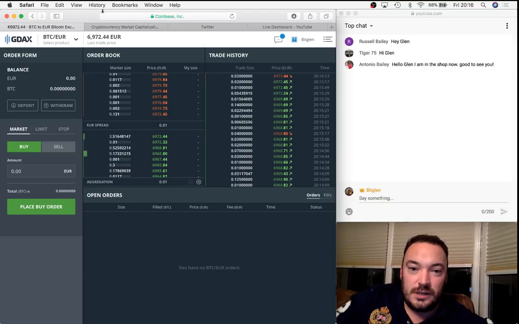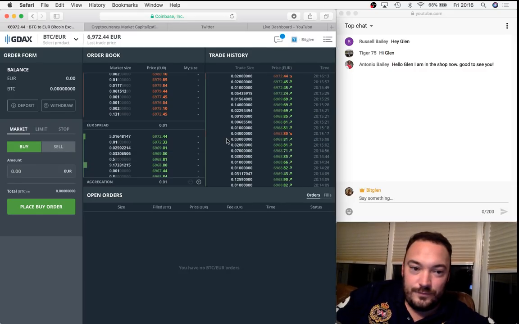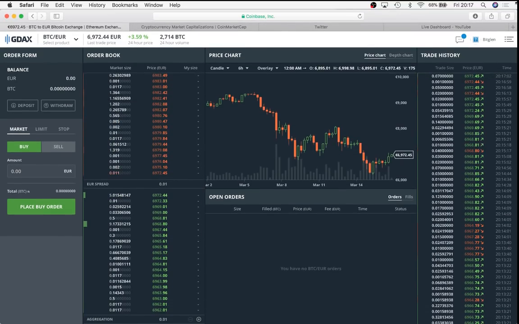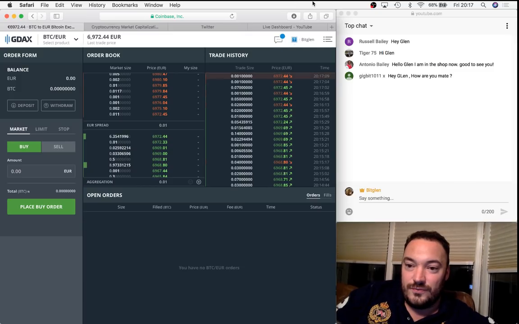Let's get into it. So this is going to be a bit hard to show actually with this live chat and doing Gdax, because normally you get a little graph. Let me just show you what I mean. So this is what you would normally see with Gdax. You can see there it's got the candlestick chart. But I actually started off today.